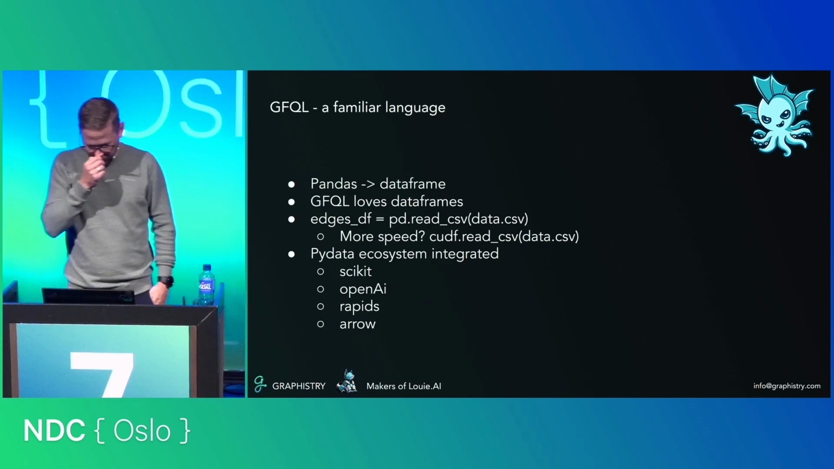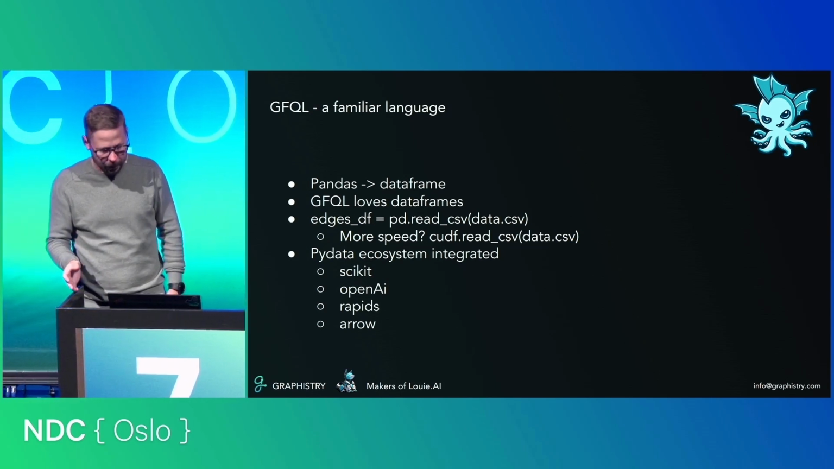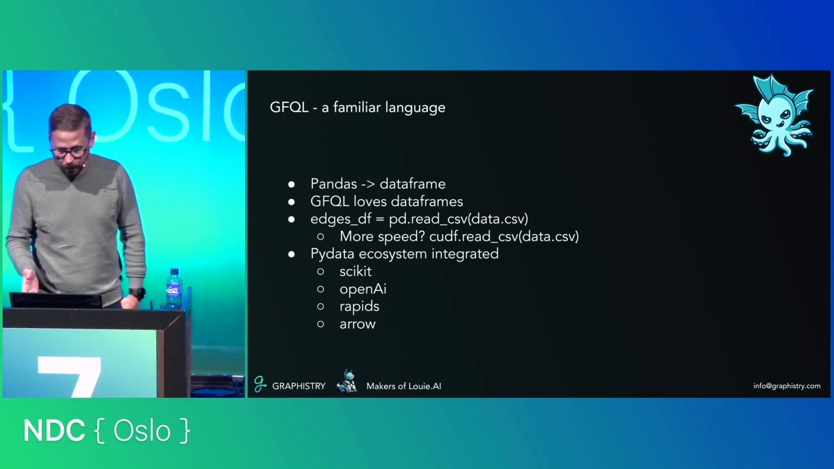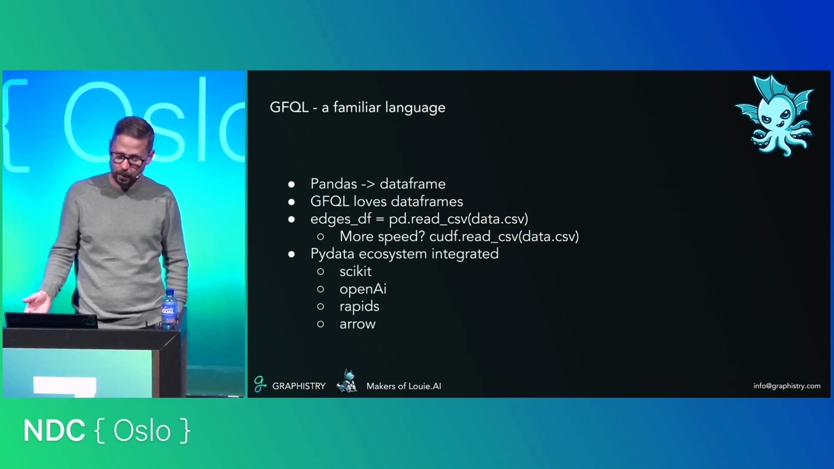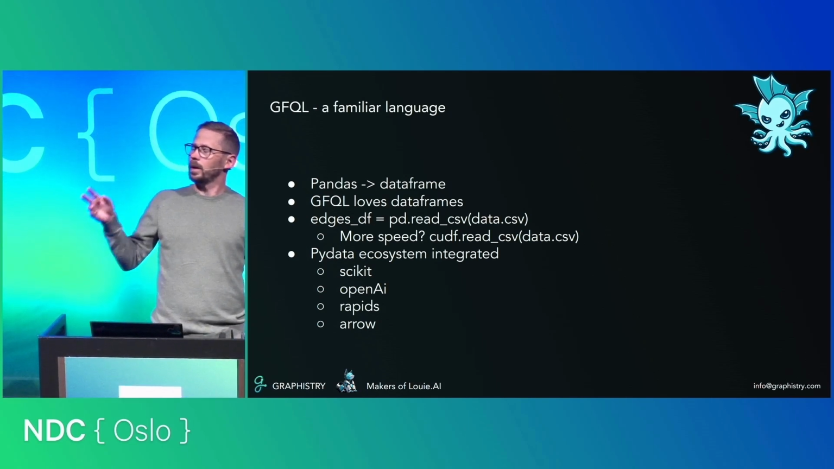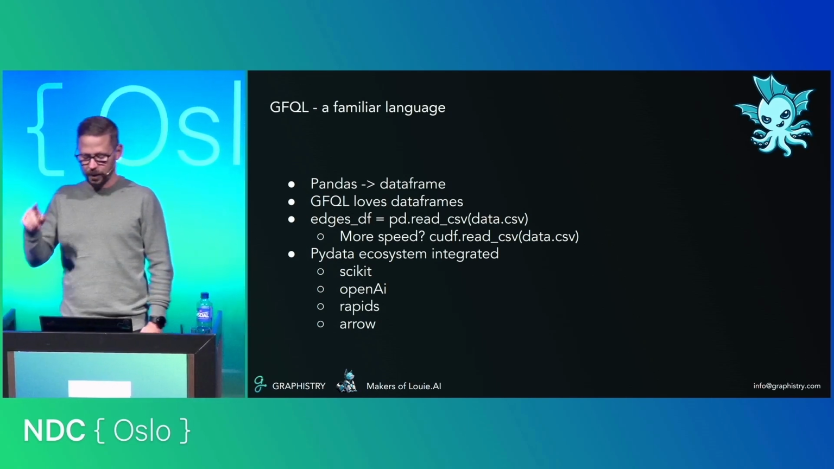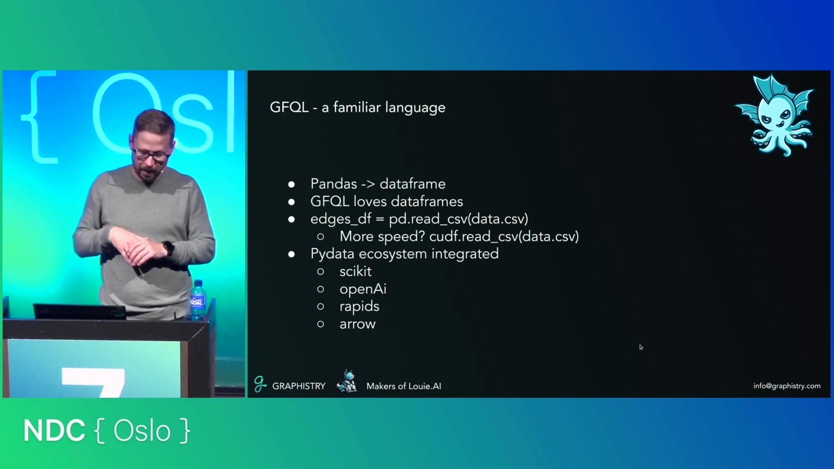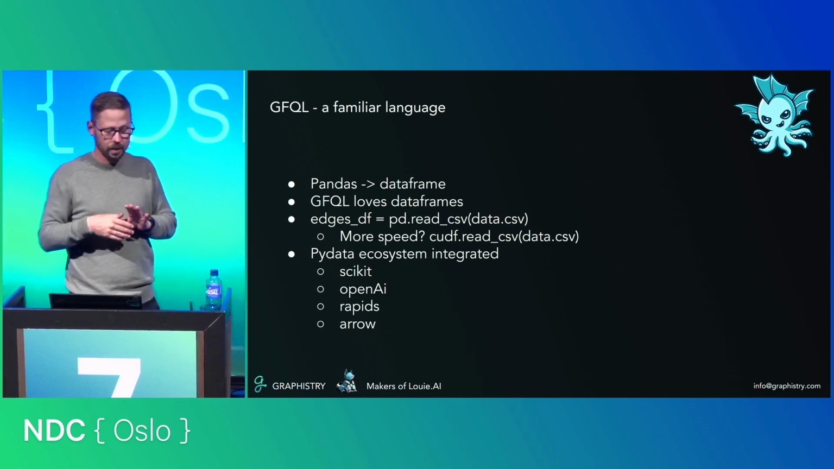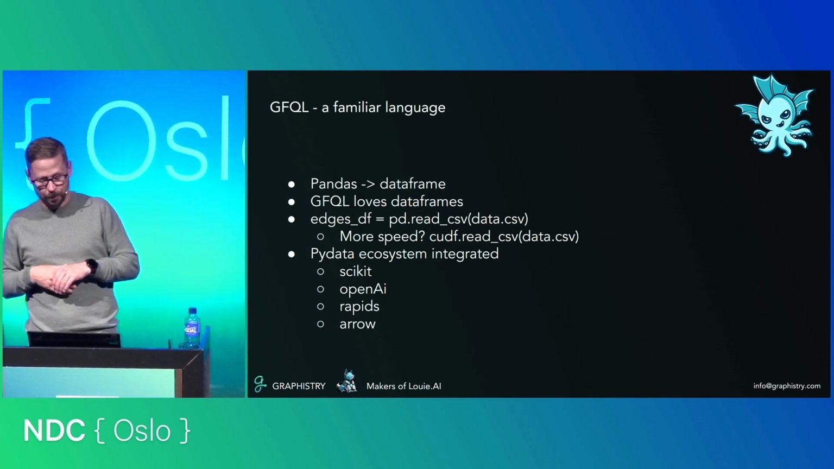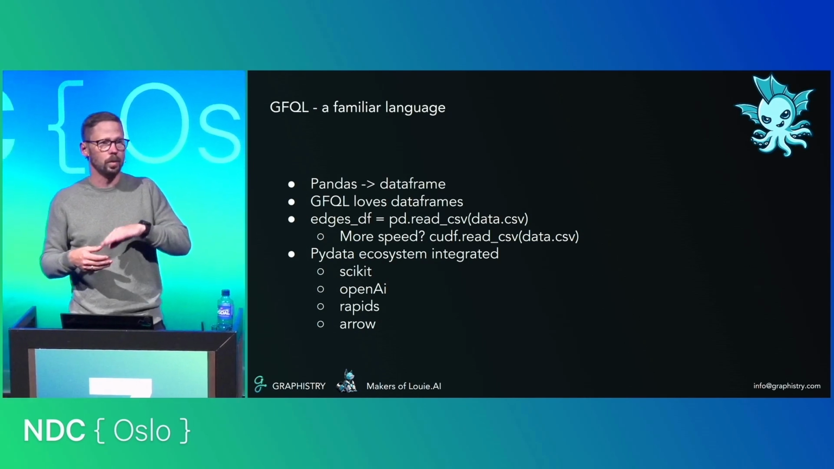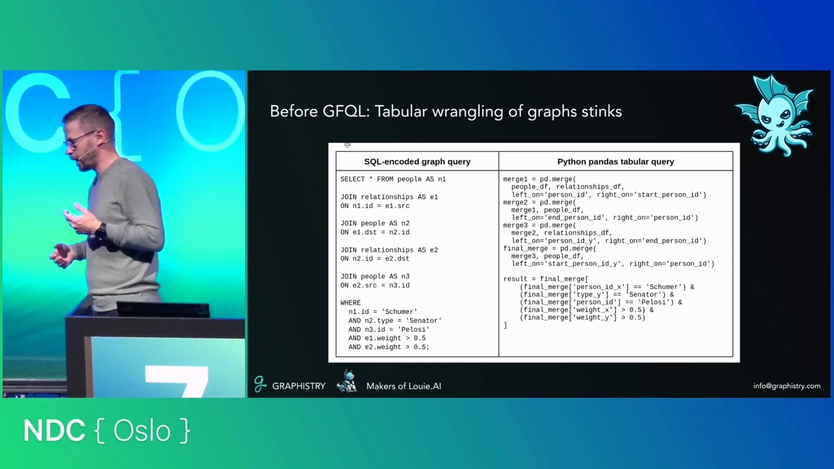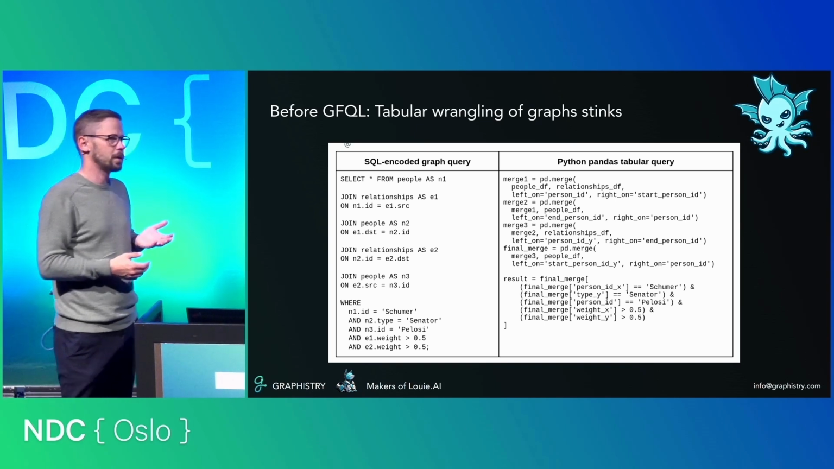GFQL is quite familiar as a language, because you can do it in a data frame, and we love data frames, and at least we love GPUs. So it's quite easy. You have this data set, your data.csv, which contains at least two things: a column of source and a column of destination. Then you can just load it as a data frame. If you want more speed, just do cudf.read_csv, and you will have it on a GPU. It fits into any PyData ecosystem at that point, so you can do OpenAI, Rapids, Arrow, all the columnar stuff. So think of your data set where you had people connected to each other. This is the non-graph way of doing it.